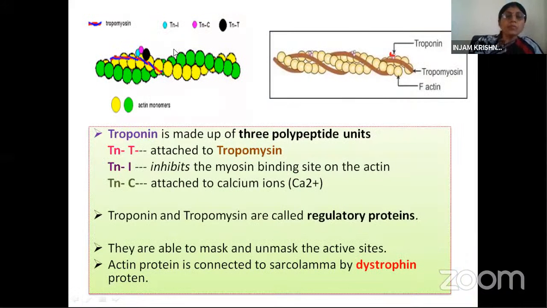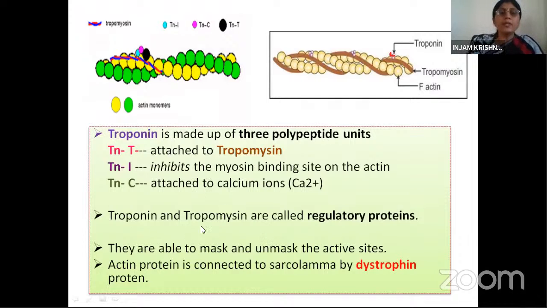Yes. So later we can discuss about it. This is the structure. Now I am explaining the structure only. Function we can say later, isn't it? So TNT, TNI, TNC, these 3 are polypeptide units. So the 3 polypeptide units joined together form the troponin protein.